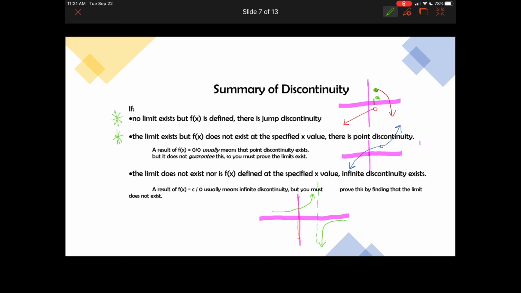Now let's look at the second. Here we're saying the limit at a does in fact exist, but there's no y value there. That would be an example of point discontinuity. And then the last one is when there's no limit that exists and there is no y value defined. And when we specify that there's no limit that exists, we could be referring to the limit being infinity or negative infinity as well. And that's what we would see with infinite discontinuity.